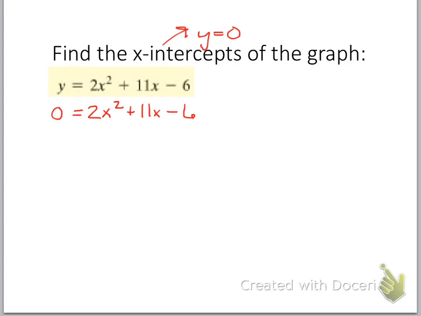Well, must be the long method then. Looking for factors of negative 12 that add up to 11. How about negative 1 times 12?